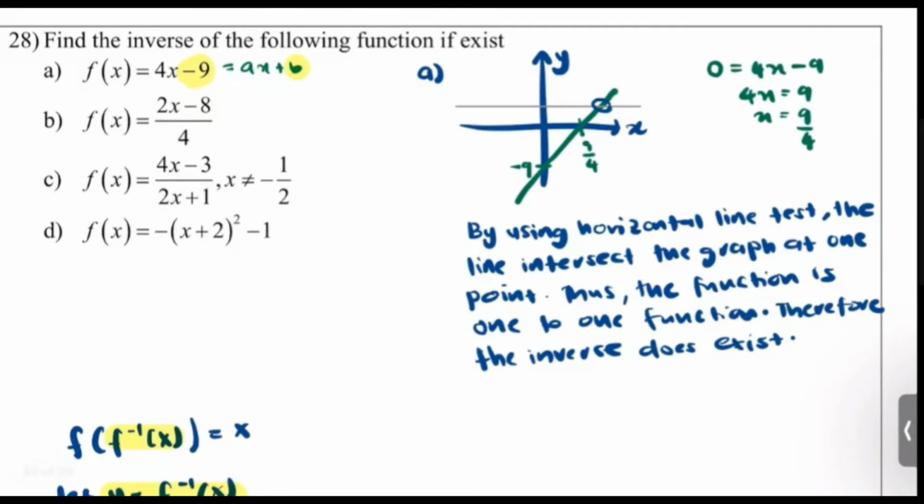Okay, so let's try question D. Question B and question C you can try on your own. So this is homework for you guys. Now I will do this D. For this D, f of x equals negative x plus 2 squared minus 1. So I have to check whether it exists, with the same steps as before.